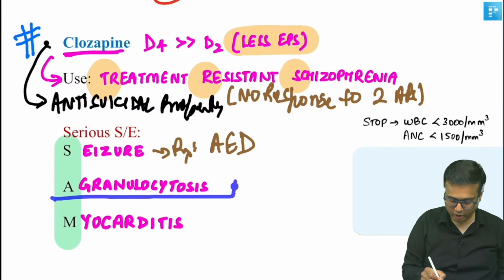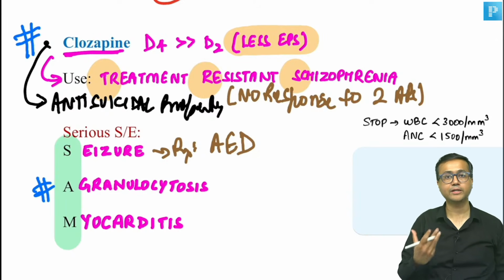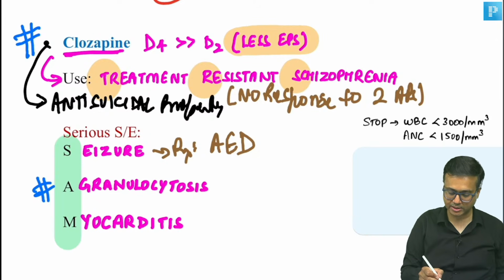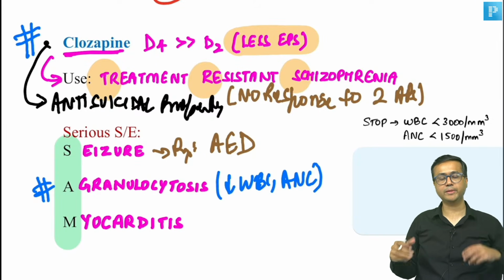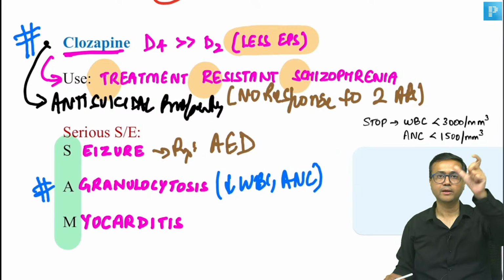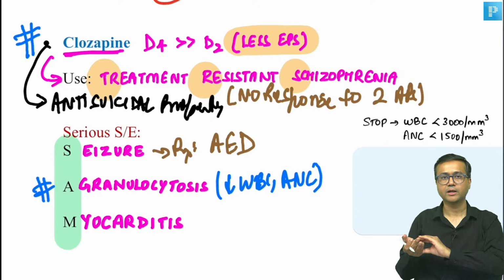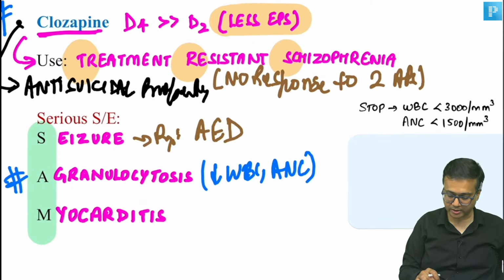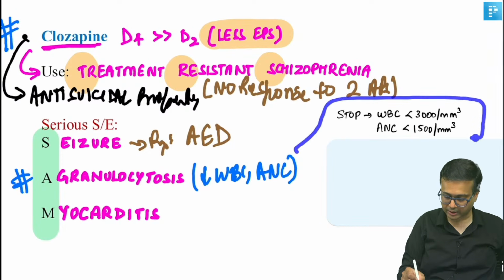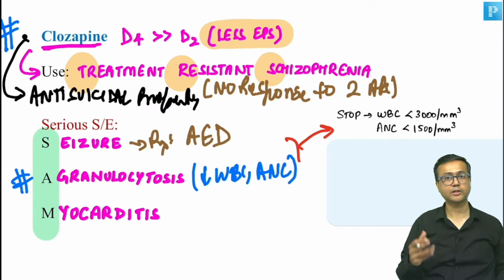Next is very important, agranulocytosis. This is one of the serious side effects, agranulocytosis, that is decrease in the WBC, especially the absolute neutrophil count. So patient on clozapine, please listen to this clinical scenario. Patient on clozapine comes to us with fever, sore throat, tachycardia. So we are suspecting some infection. What you need to do? Check the counts. Stop the drug if the counts are reduced. Very, very important. So they may also give you such clinical scenarios as well.